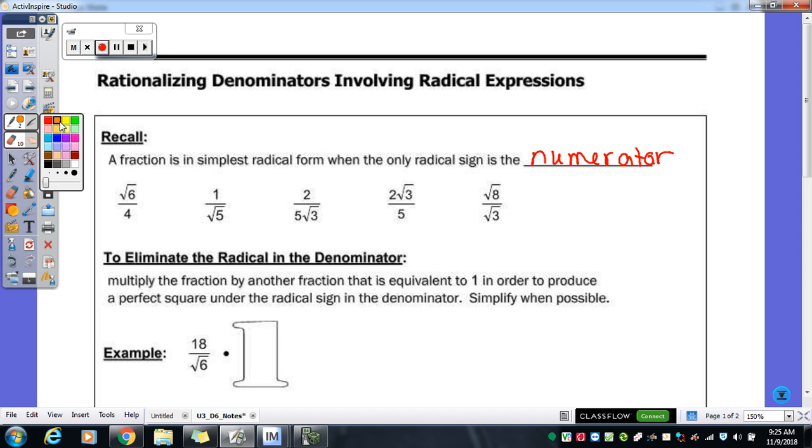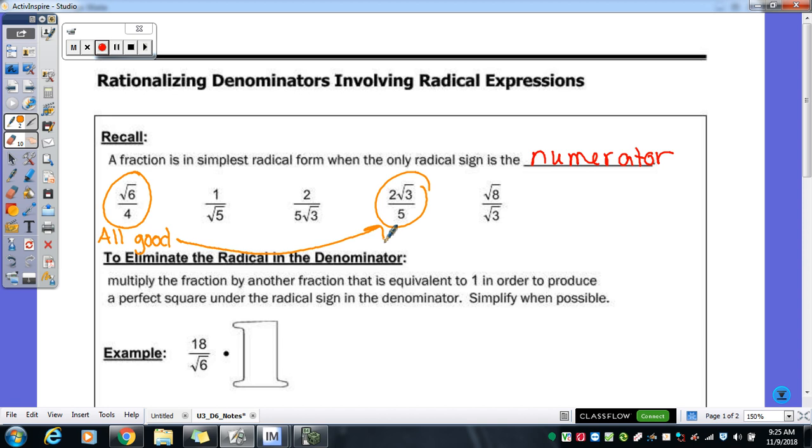So for example, this one is all good. There's no radical in your denominator. It is purely in your numerator. This one here is also all good, because again, no radical in your denominator. It is purely in your numerator. So those three need to be fixed.